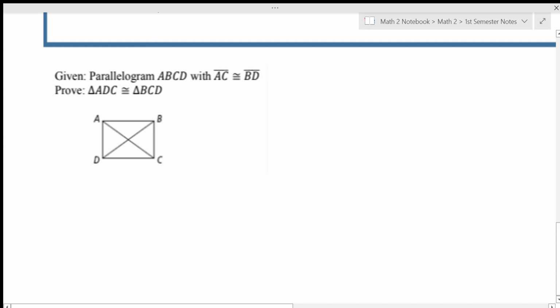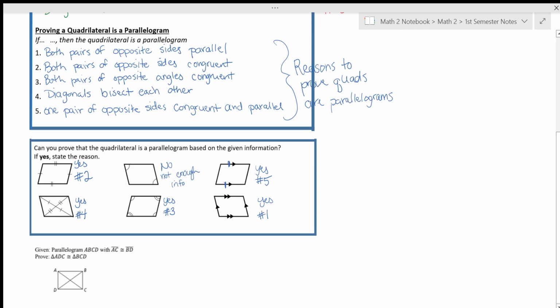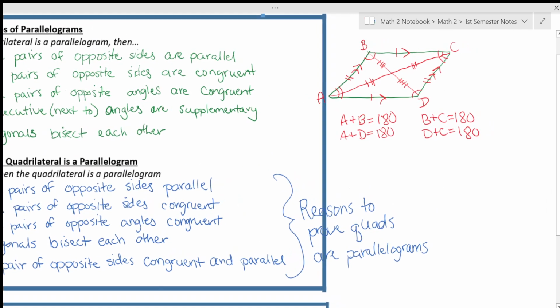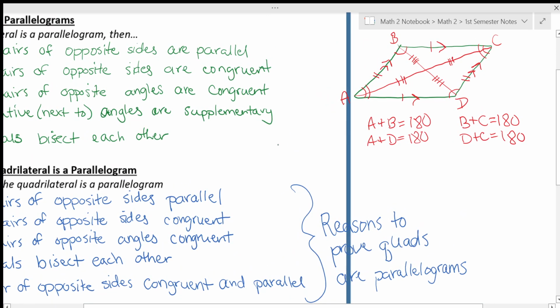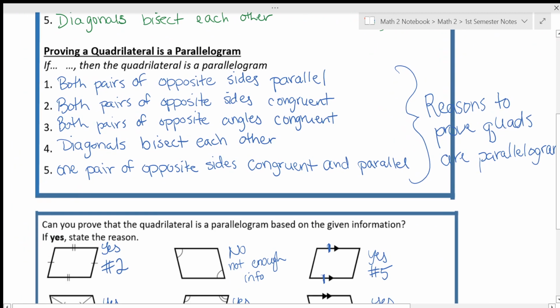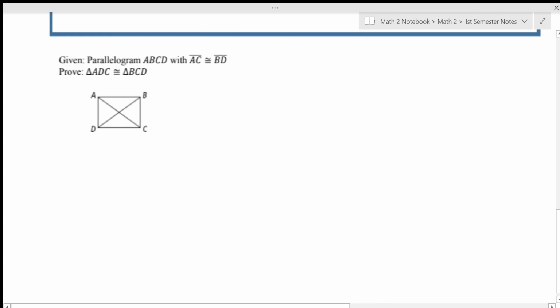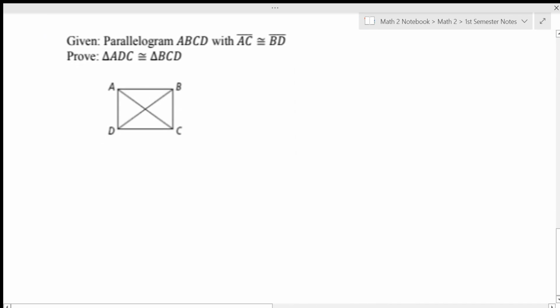So let me acknowledge too that these are also reasons that we can use in proofs. Not just proofs to prove quadrilaterals are parallelograms, but just proofs in general. So these would be reasons that we would use if we already know that something is a parallelogram. So for example, in this problem, we know that ABCD is a parallelogram, so we know that all of those properties that we listed first are true.